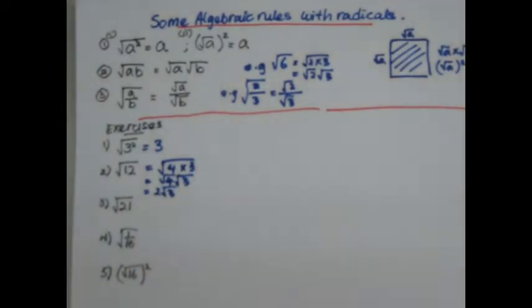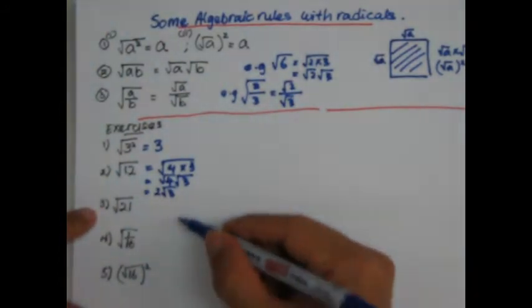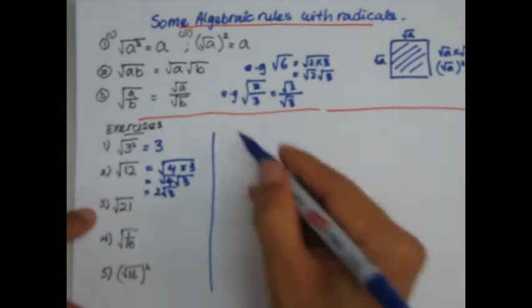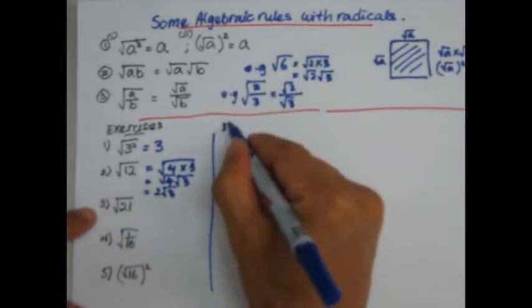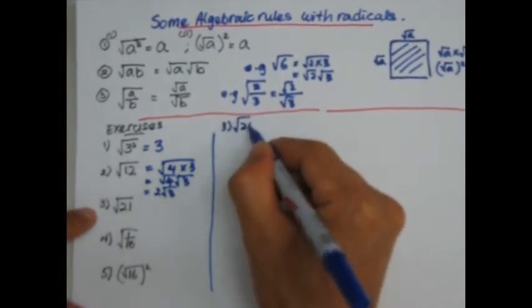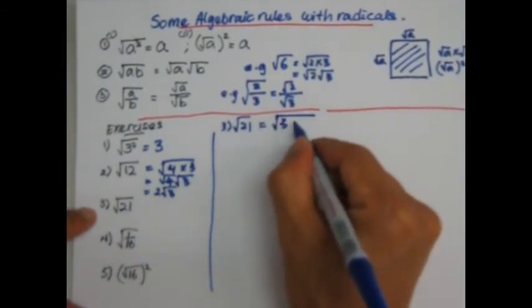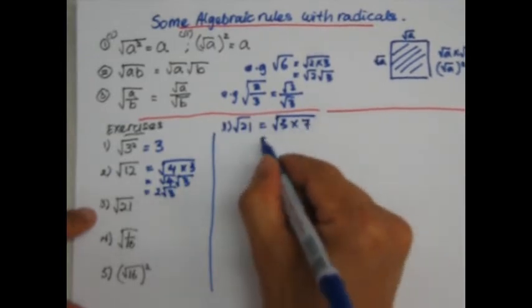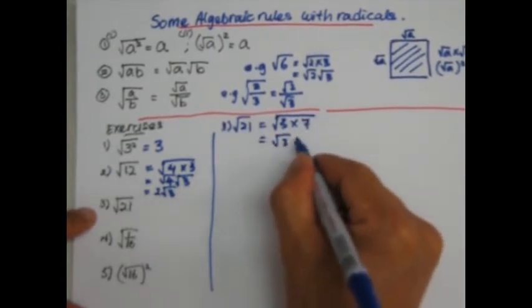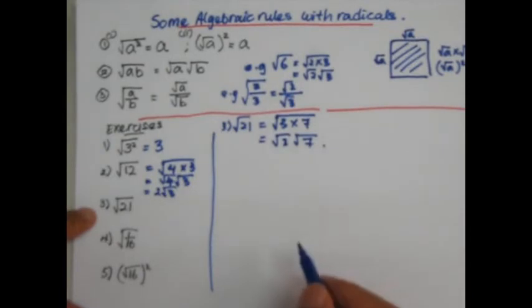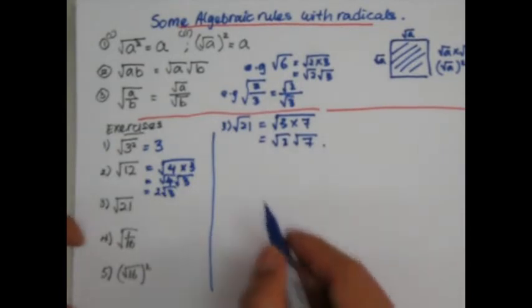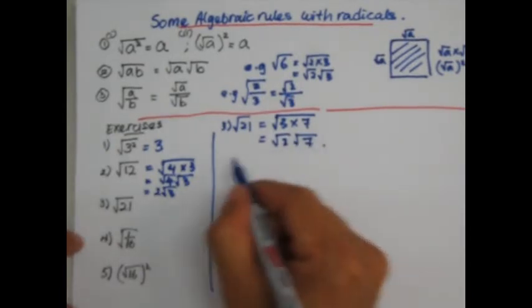How about square root of 21? Question 3, square root of 21. Since I have a lot of space here, I'm going to use this space. Square root of 21 is square root of 3 times 7, which is square root of 3 times square root of 7. I can't do much with this one, so I leave it as it is.